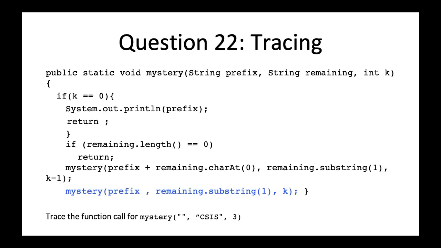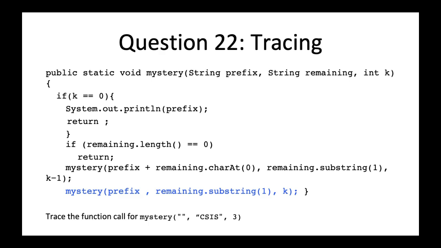Let's look at question number 22. This is another tracing question. Take a look at this code. What would we get if we called mystery and passed an empty string, CSIS, and the number 3?